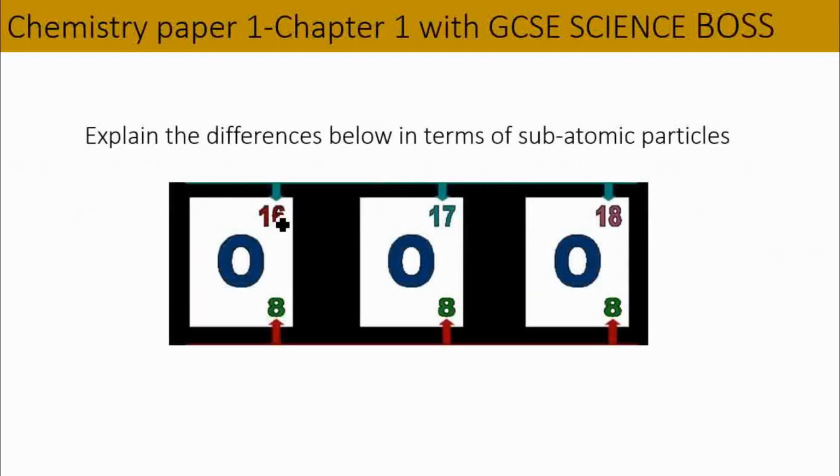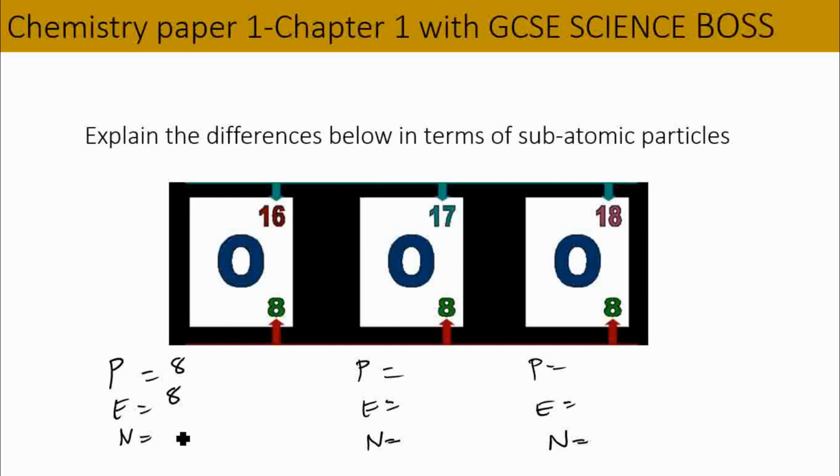So let's look at this. We have 3 different oxygen atoms here, and based on what we've discussed earlier in the video, we should be able to work out the protons, the electrons, and the neutrons for each of these oxygen atoms. So let's look at this. 8, 8, and then 16 minus 8 to work out neutrons, that's going to be 8. All right, protons are going to be 8, electrons are going to be 8. 17 minus 8, that's going to be equal to 9. And then we're going to have 8, 8, and it's going to be 18 take away 8, which is going to give me a total of 10 neutrons.